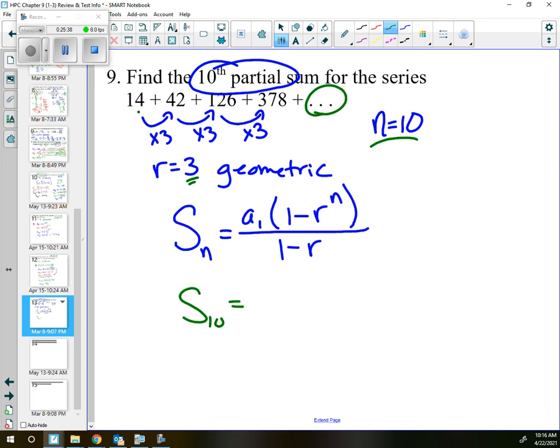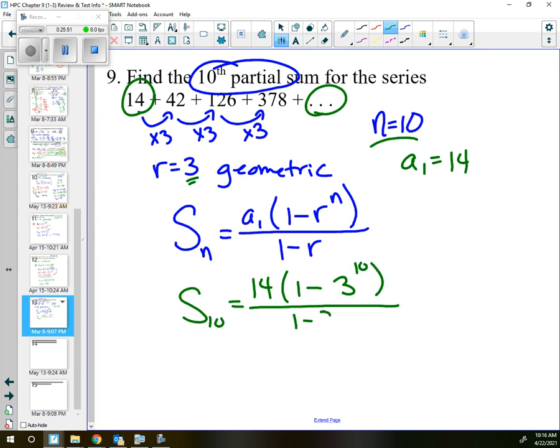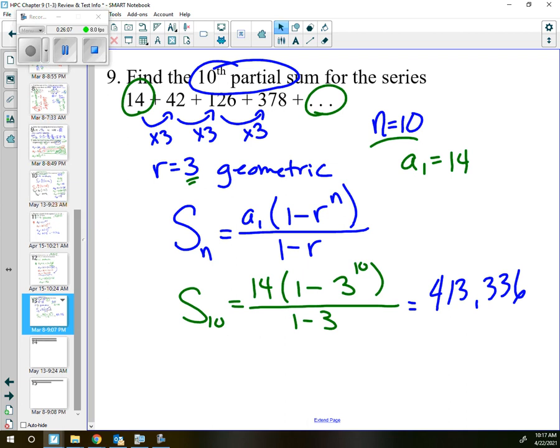My a_1, my first term in the sequence or series, is 14. So I have 14 times 1 minus my ratio, which is 3, to the 10th power, over 1 minus my ratio, 1 minus 3. Please make sure you try typing this in. For some reason, order of operations sometimes gets messed up, but you should end up with 413,336. Again, ratios bigger than 1 are going to generate pretty big sums pretty fast. So you have to identify what kind of sequence or series it is, and then we can solve.